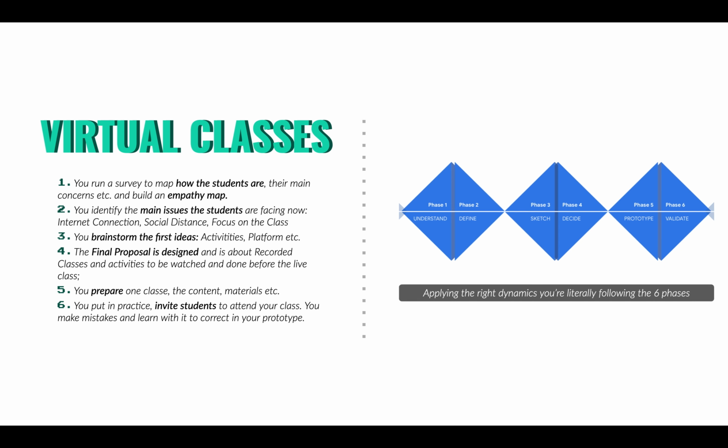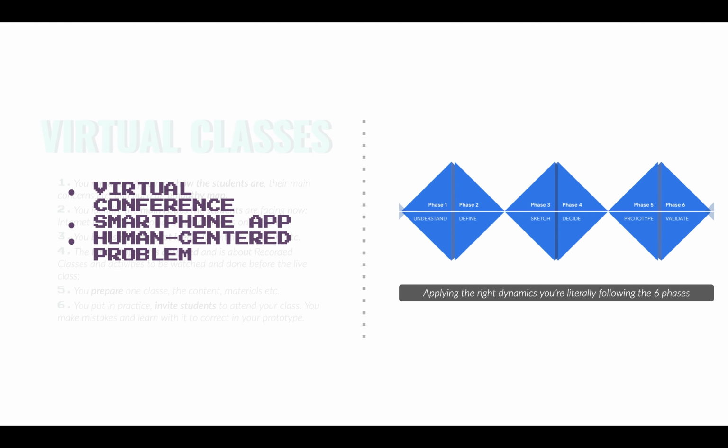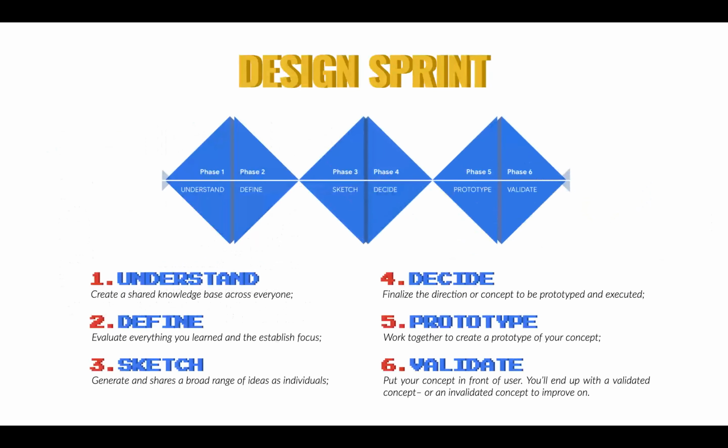So applying the right dynamics, the right things, you're literally following the 6 phases. You just need to be aware of it and maybe design better the agenda of how you're going to follow all the phases. And you can use this for a virtual conference, to develop a smartphone app, for any type of human-centered problem, a problem that is focused on solving an issue for a human being, that has the human at the center of the problem.